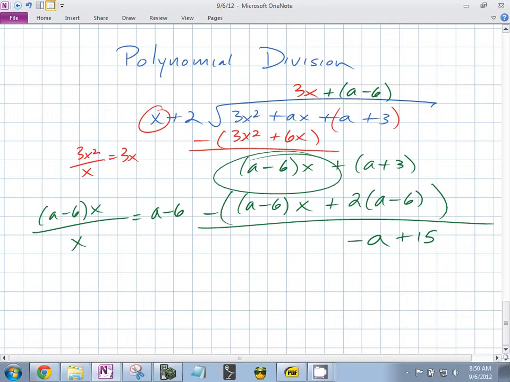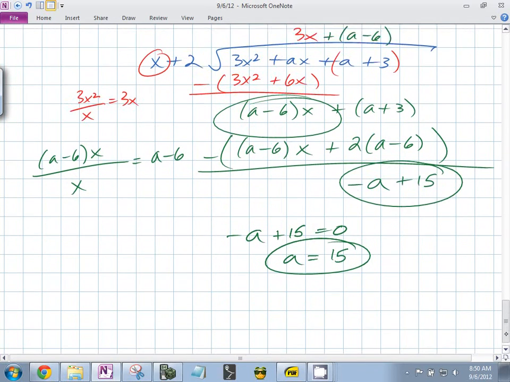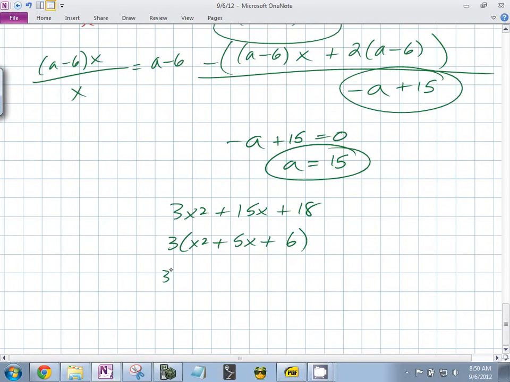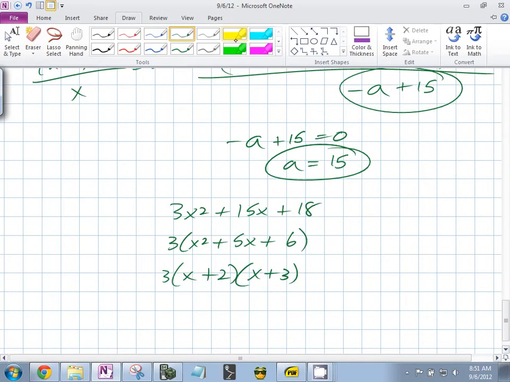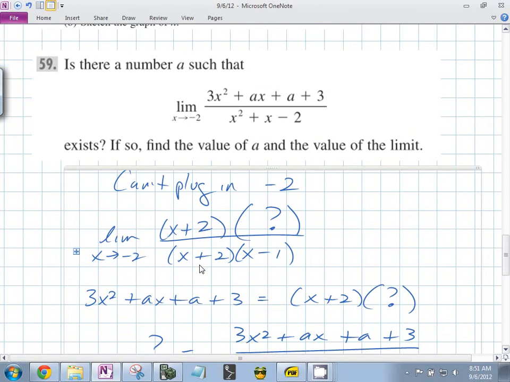For this to divide evenly, what should this be? That should be 0. So you know that negative a plus 15 has to be 0, so a is equal to 15. How can you test this? You can plug it back in, right? You get 3x squared plus 15x plus, what's 15 plus 3? That's 3 times x squared plus 5x plus 6. What's that turn into? X plus 2 times, and what do you magically have now? You have that term. Now the question asks, if so, find the value of a and the value of the limit.